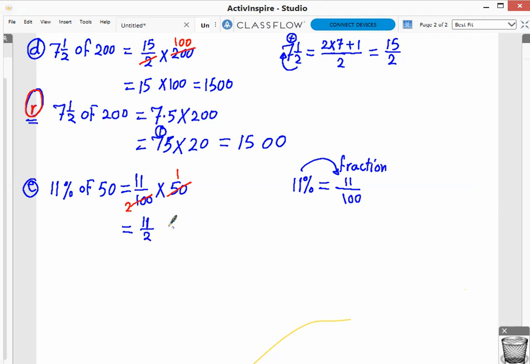You can leave it like this. You can convert it into a fraction. You can convert it into a decimal. 11 over 2, if it will be mixed, it will be 5 and 1 over 2, or 5.5. Very good.